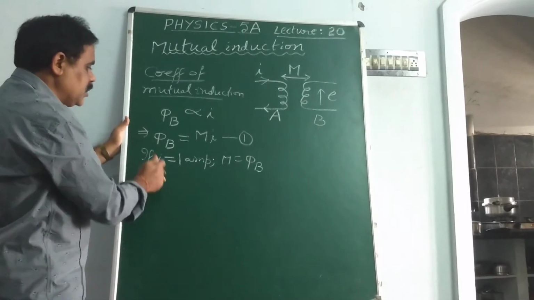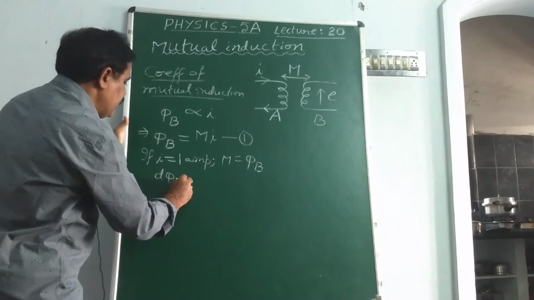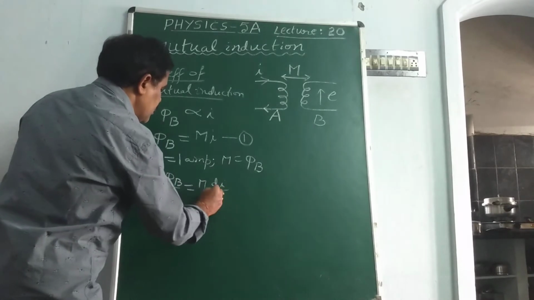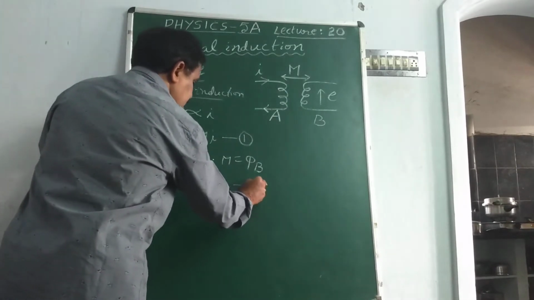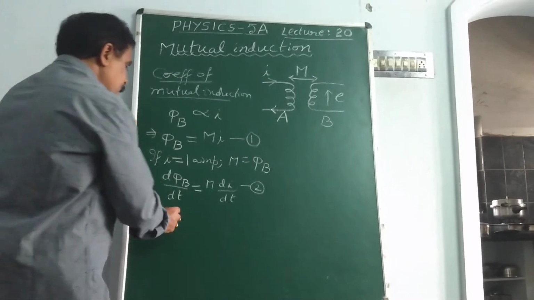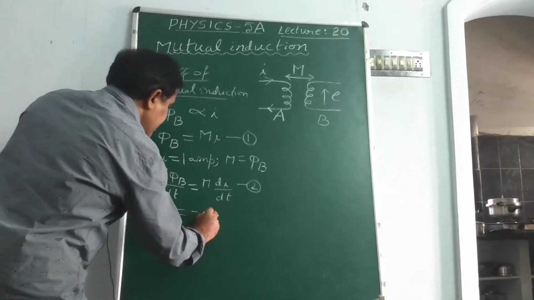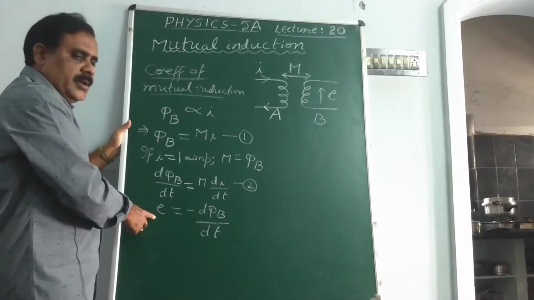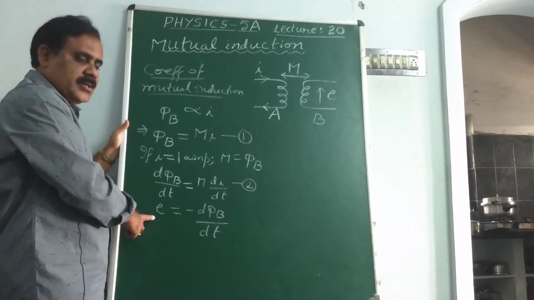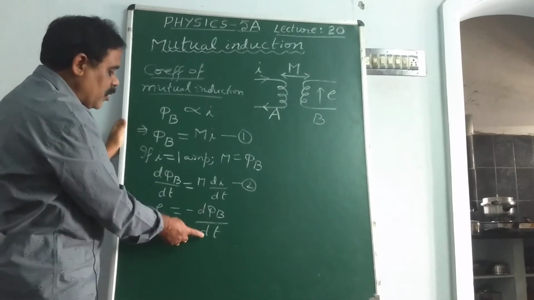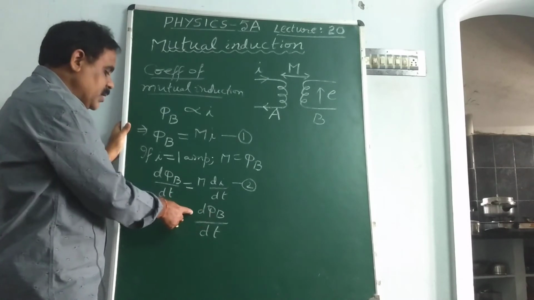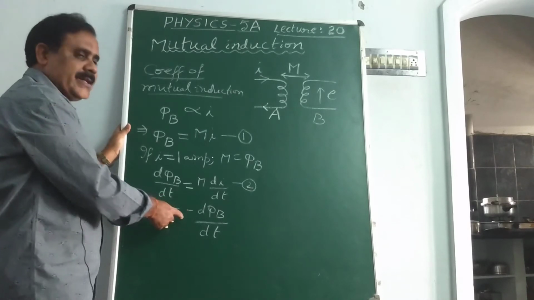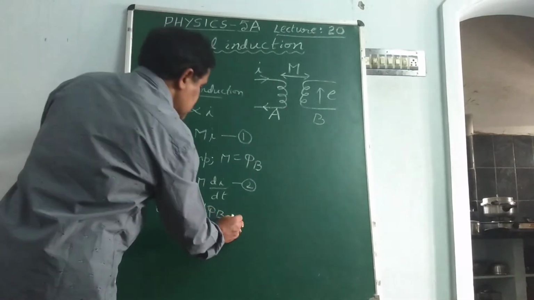Now we will differentiate this first equation. That means d phi B by dt is equal to M into di by dt. This is the second equation. But we know that according to Faraday's law, E is equal to minus d phi B by dt. According to Faraday's law, the magnitude of induced EMF is directly proportional to the rate of change of magnetic flux. So here this negative sign indicates the direction of the induced EMF. Again we know that the direction is given by Lenz's law. So this is the third equation.